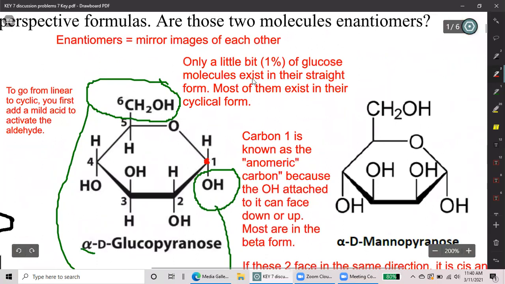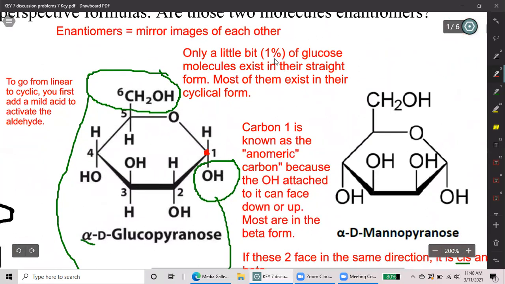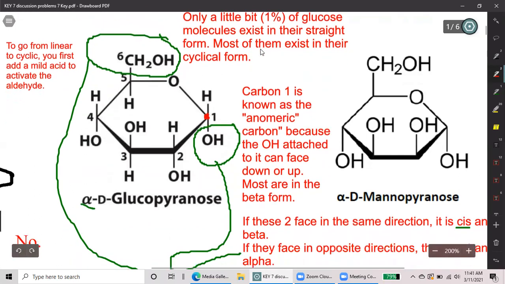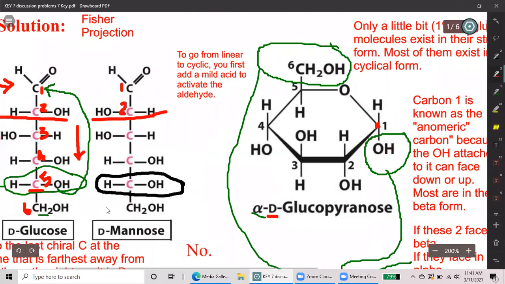And then only a little bit of glucose molecules exist in their linear form. Most of them actually exist in their cyclical form because it's energetically favorable, okay? So only about 1%. I think in lecture they said less than 10%, but it's only a small amount. Okay, so once we are in the cyclical form, guess what? To determine D or L, it's different. Okay, and we have to absolutely know these two.